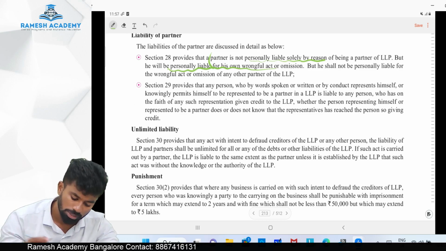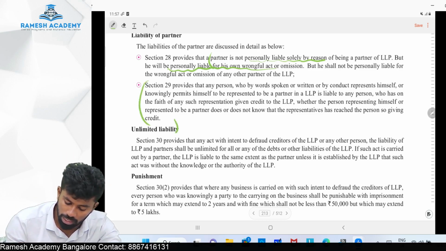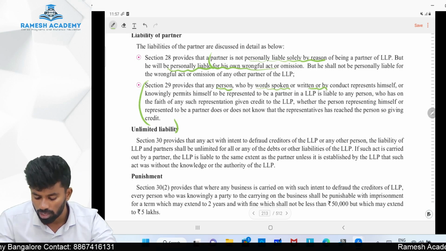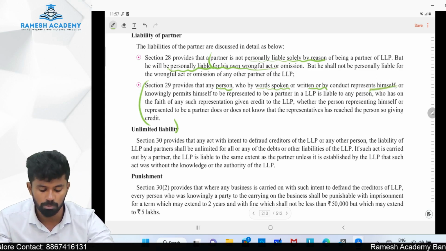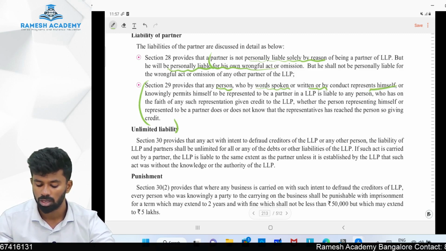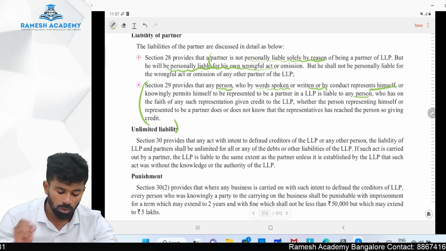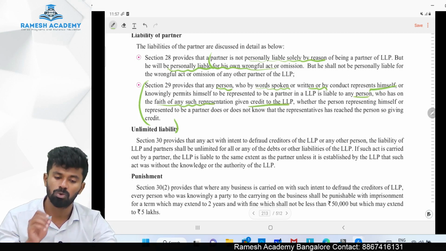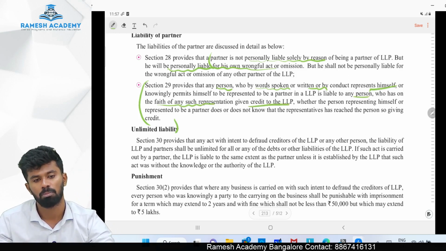Section 29 provides that any person who by words spoken or written or by conduct represents himself, or knowingly permits himself to be represented, as a partner in the LLP is liable to any person who has on the faith of such representation given credit to whom? LLP. Partner by holding out.